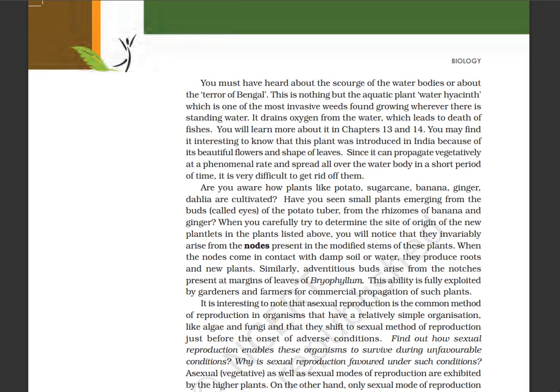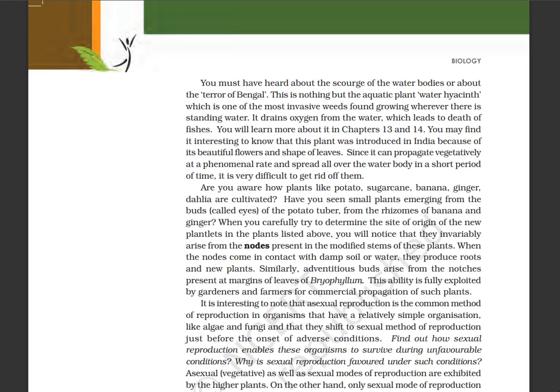Are you aware how plants like potato, sugarcane, banana, ginger, dahlia are cultivated? Have you seen small plants emerging from the buds, called eyes, of the potato tuber, from the rhizomes of banana and ginger?